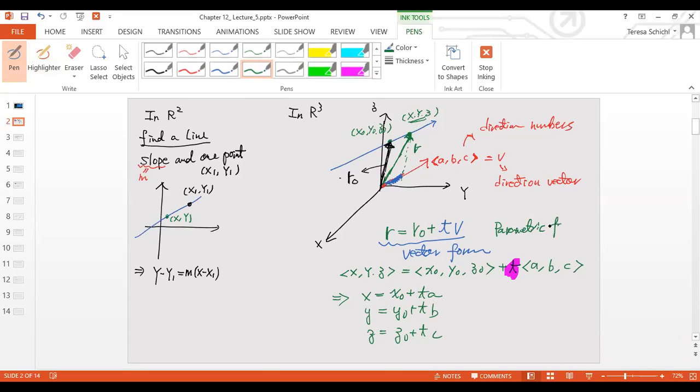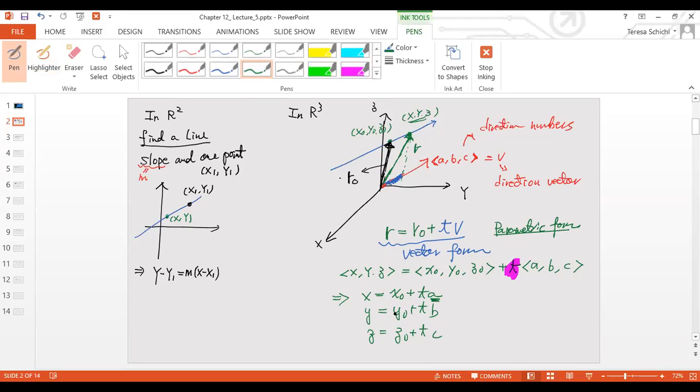Okay, so this is a parametric form. How do we write a line? The line is x, y, z. This is very similar to the slope-intercept form, right? So similarly, x is equal to x0 plus ta, because the a here is the direction. It's kind of like the slope, right?